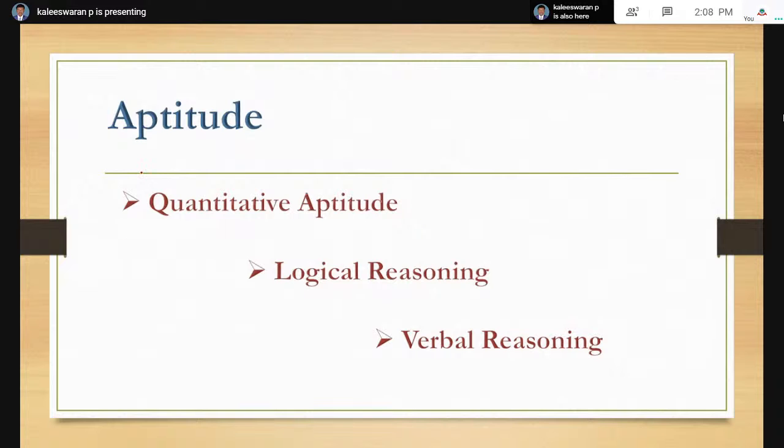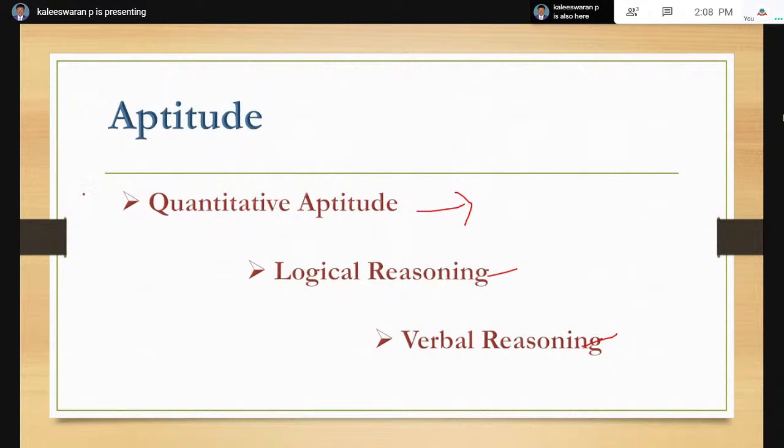These are the three major areas in aptitude. The first one is quantitative aptitude. Quantitative aptitude is related to numerical problems, like problems from ratio and proportion, percentage, time and work, time and distance, permutation, combination, probability, data interpretation, data sufficiency, profit and loss, simple interest, compound interest. These topics you have already studied in your school or higher education.